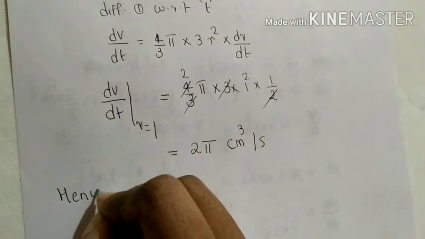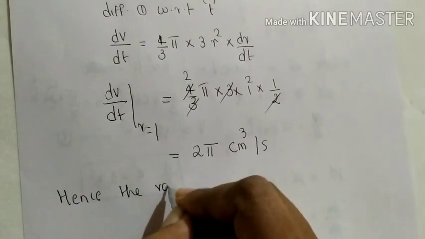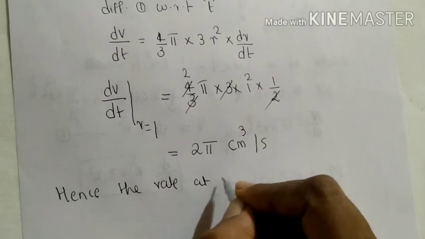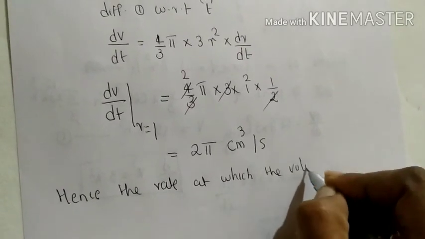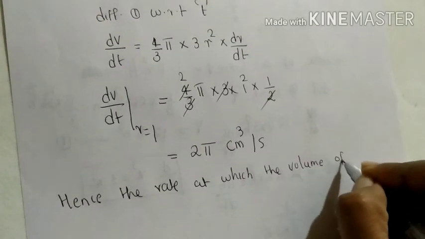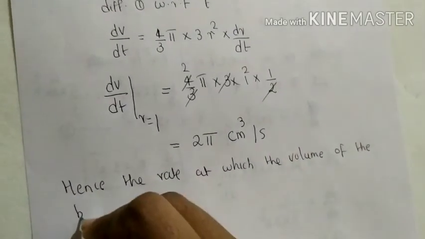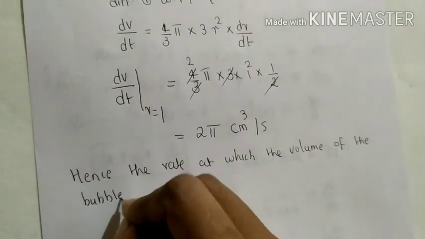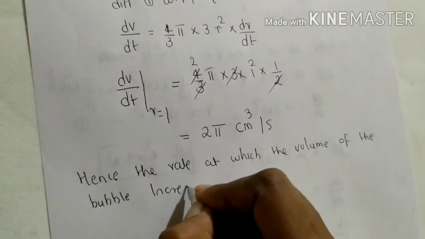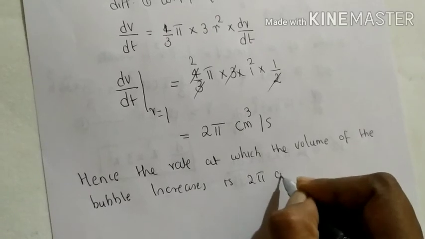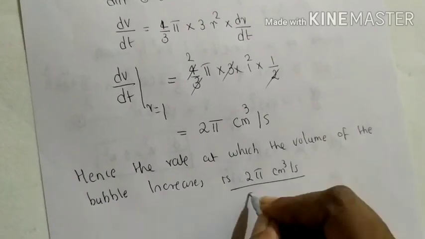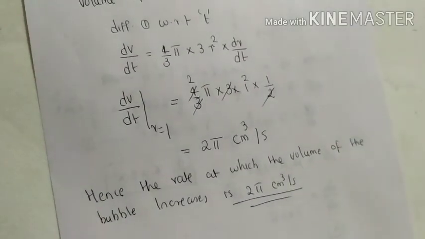Hence the rate at which the volume of the bubble increases is 2π centimeter cube per second. Okay, I hope you understood this question.